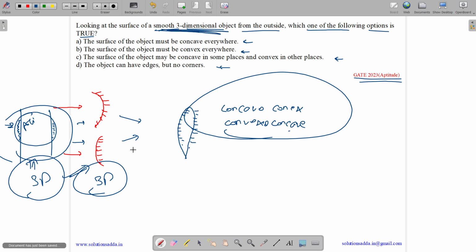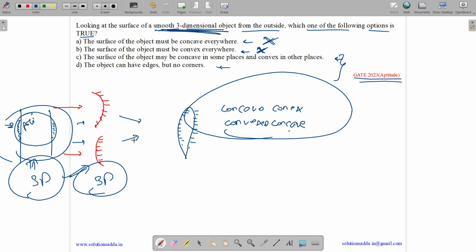And what is a smooth 3D object? See, first of all, let us see the options. The surface of the object must be concave everywhere. No, we can have concave and convex both. It's false. The surface of the object must be convex everywhere. No. Now only these two options are remaining.